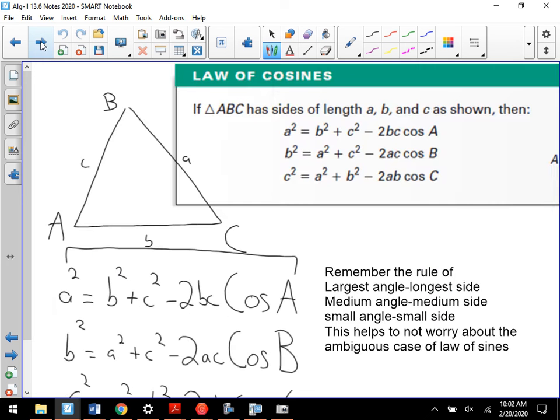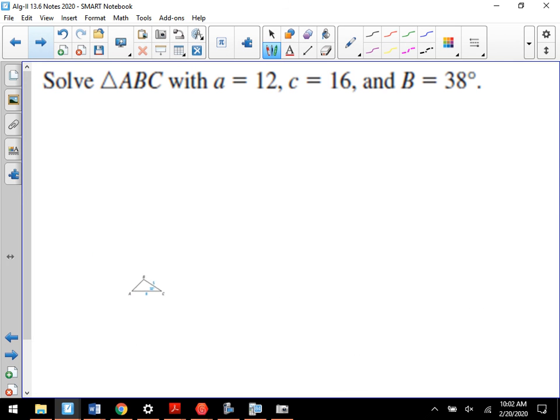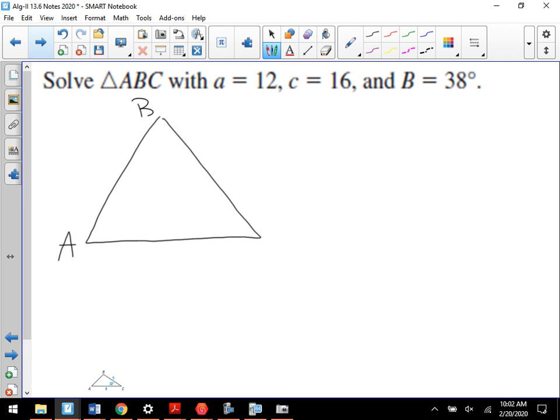For example, if I start with something like this: triangle A, B, and C. Angle B is 38, little a is 12, little c is 16. Sorry, it's little b.